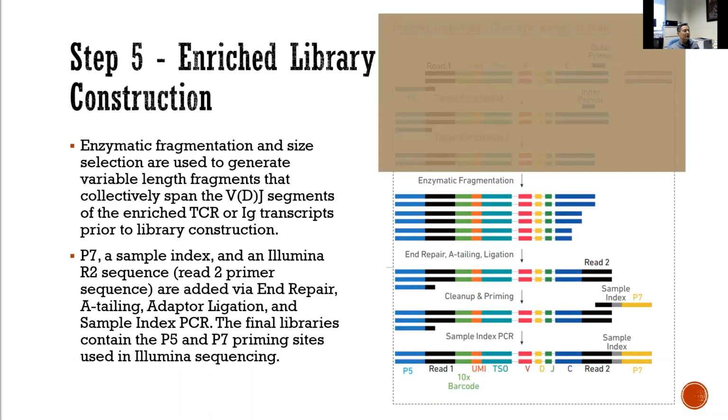So the next step is the enriched library construction. You want to construct a library for sequencing after you did this enrichment. So basically, this will be preparing the Illumina sequence library by adding this P5, P7, and also sample index around your amplified and enriched library.